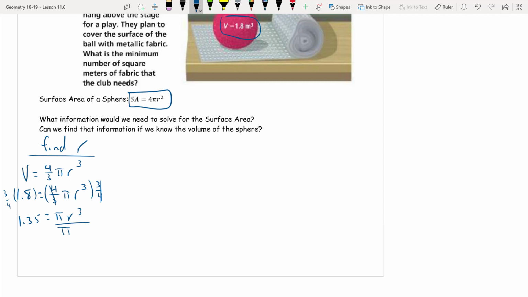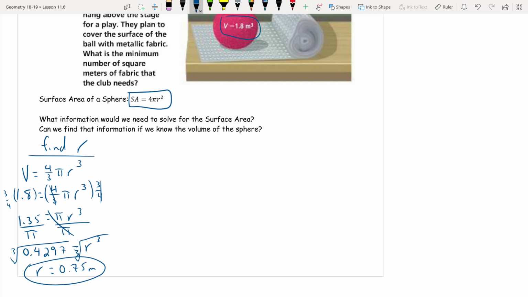I'm going to then divide both sides by pi to get rid of that pi, and 1.35 divided by pi is going to give me 0.4297, and that equals radius cubed here. I'm then going to take the cube root of that figure. If you don't know how to do that, it is the math button and then it's the number 4 on your calculator. And when I plug that in, I end up with my radius equaling 0.75 meters. So that's the radius of that ball, 0.75 meters.